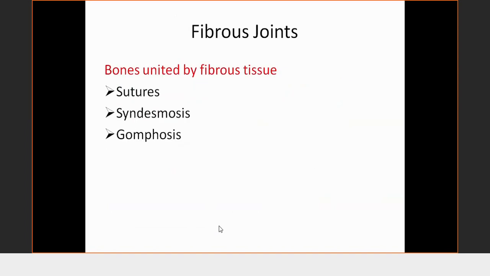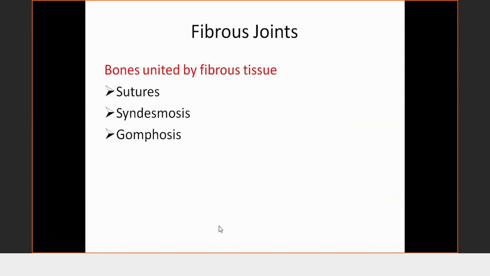Now, the fibrous joint, as I have told you, and as you know by the name itself, is one where the two joining bones are united by fibrous tissue. This fibrous joint is classified into three types: sutures, syndesmosis, and gomphosis. Somewhere gomphosis is written as a separate part, but basically gomphosis is one type of syndesmosis.